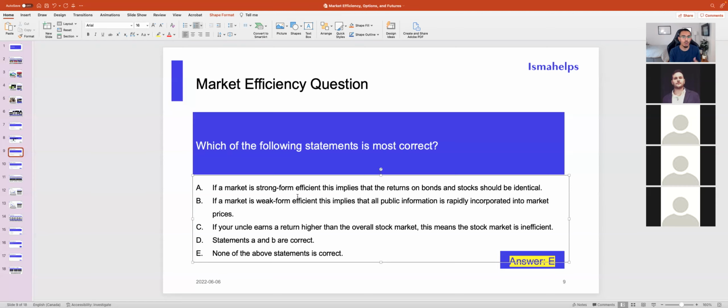Now for C, if your uncle earns a return higher than the overall stock market, then this means that the stock market is inefficient. Well, no, not necessarily. It depends why. So that's not necessarily true. And then A and B are definitely wrong. So E would probably be the best answer here. Okay.